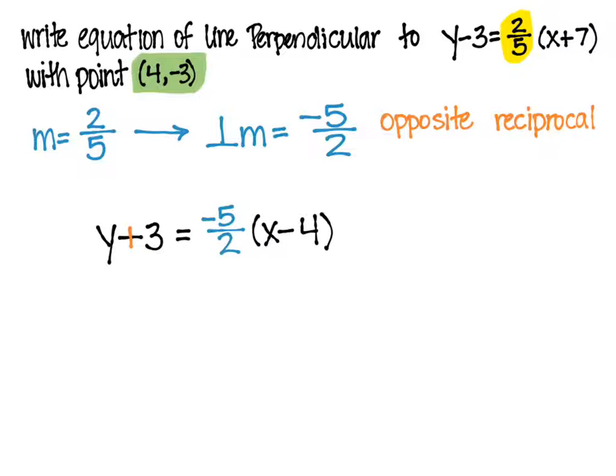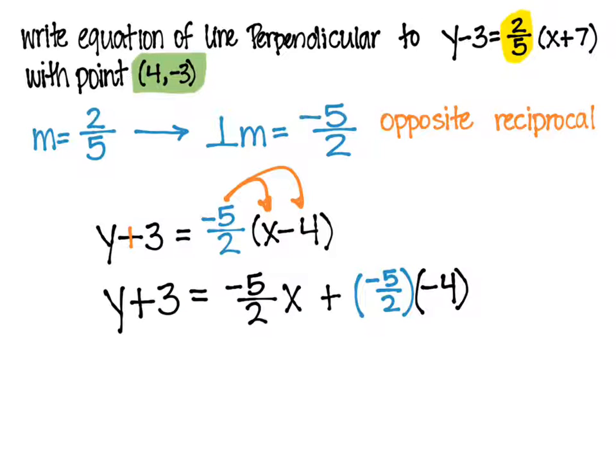And we can write it in the point-slope form of a line. But we want to practice simplifying this into the slope-intercept form of a line. So we're going to distribute the negative 5/2. And when we do that, we have negative 5/2 times the x, and we also have negative 5/2 times the negative 4. But a negative times a negative is a positive.